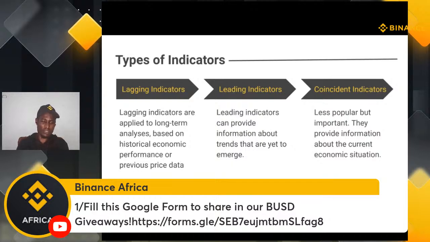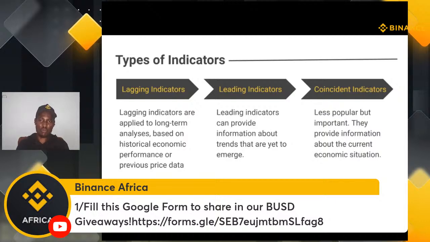Now, in simple terms, leading indicators change in advance of an economic cycle or market trend, while lagging indicators are based on previous events and provide insights about the historical data of a particular market or economy.